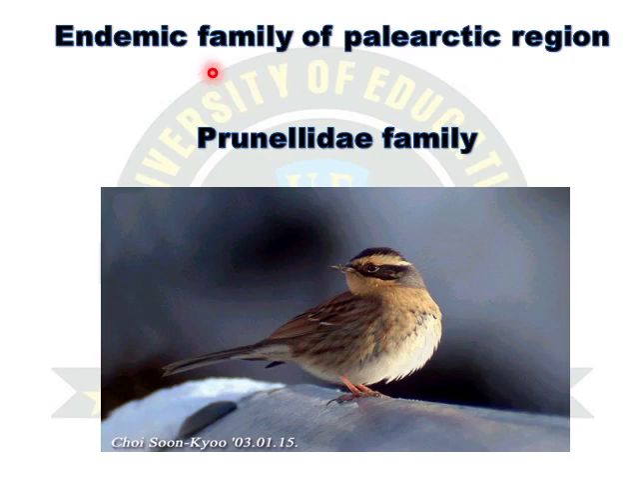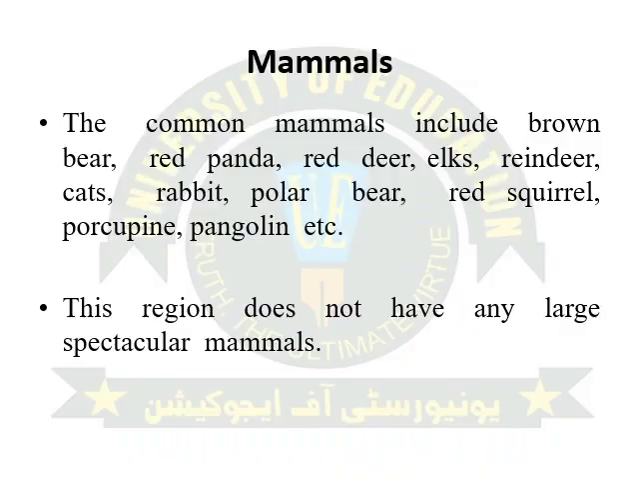Now we are going towards the endemic families of Palearctic region. Endemic families of Palearctic region are Prunellidae family. The animals of Prunellidae family basically look similar to a sparrow. Now we are going towards the mammals.